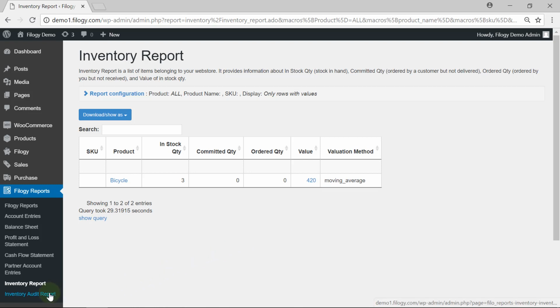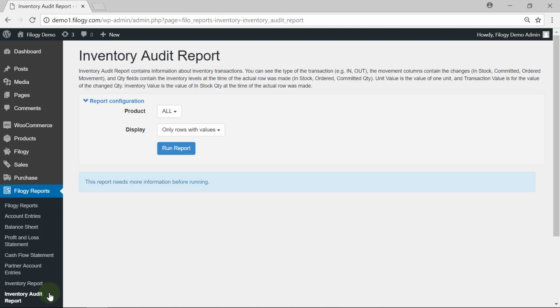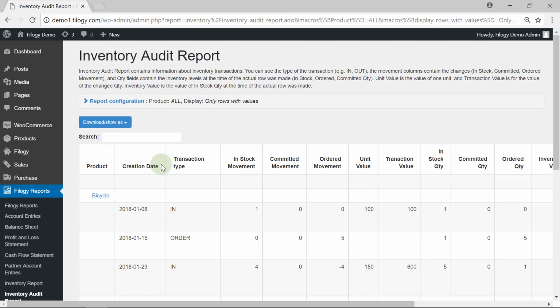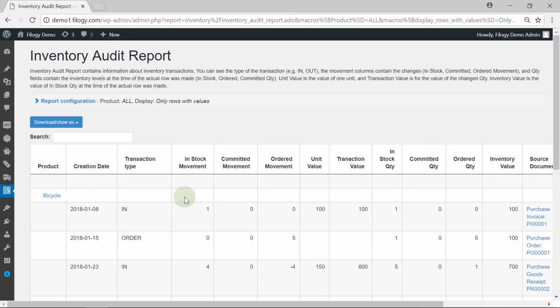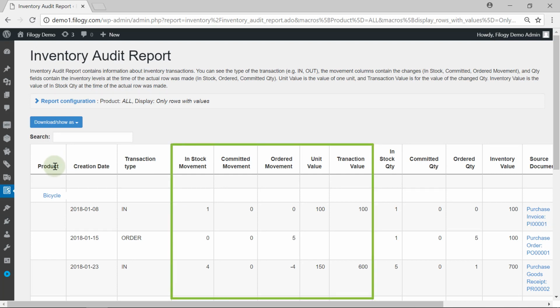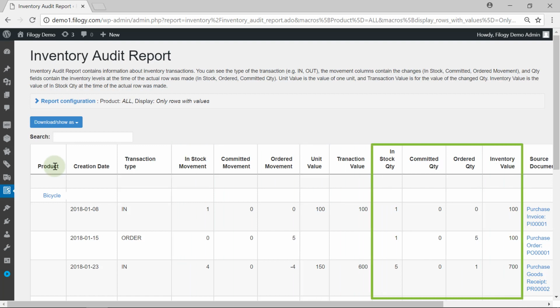The next and the last report is the Inventory Audit Report. Select this option. You can choose a specific product or leave it blank if you want to list all the products. The report includes stock items movements in chronological order. There are two main groups of columns. The one contains the movements that show the change of values in the rows. The following column group shows the resulted state.